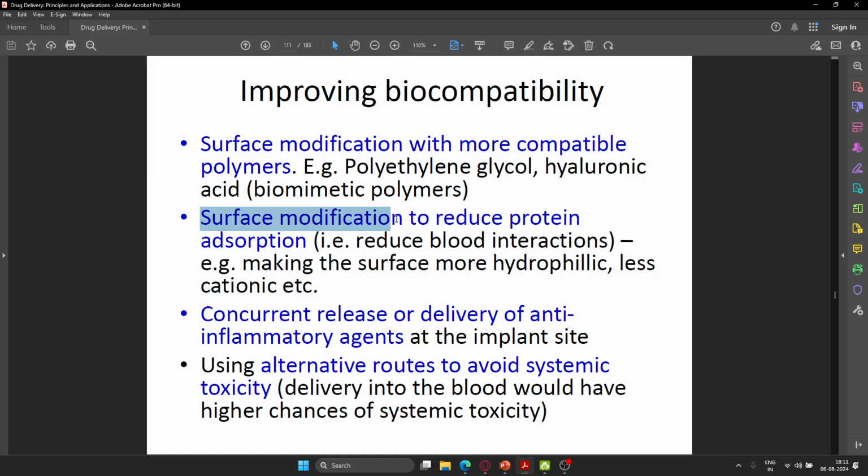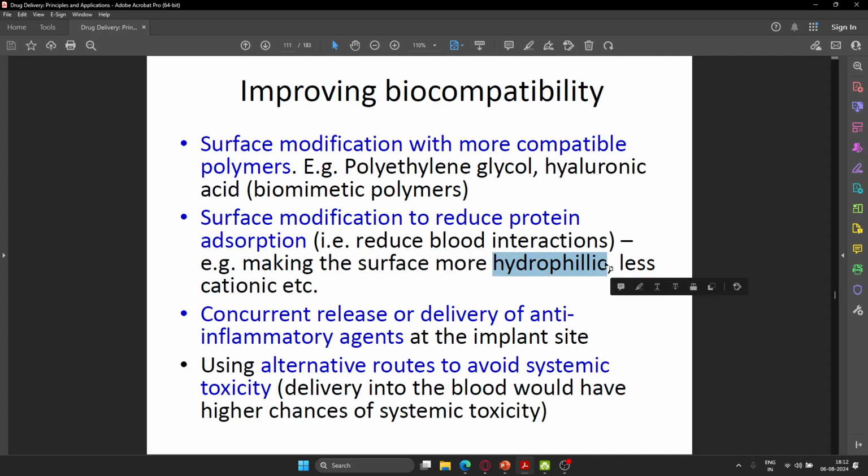You can also do surface modification to reduce protein adsorption. For example, making the surface more hydrophilic and less cationic. What happens in a protein? So how is a protein structured, right? In an in vivo setting, or in any setting where the protein is viable for that matter, the protein is surrounded by a lot of water. So even though a protein is made up of several amino acids that can be hydrophobic and hydrophilic, because it is surrounded by an aquatic environment, all the hydrophobic amino acids orient themselves to the inside of the protein, so they form the protein core, and the outside of the protein is basically hydrophilic.